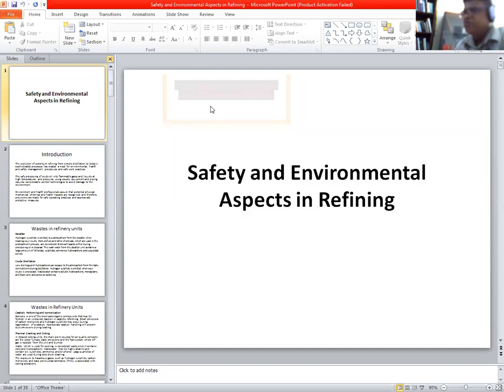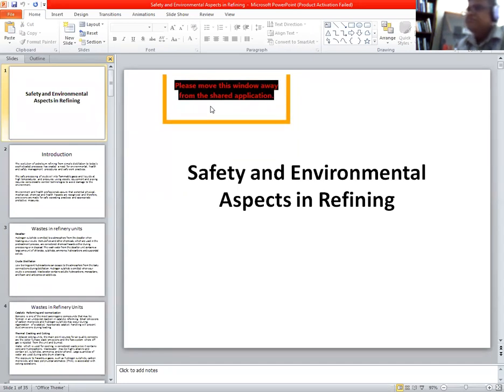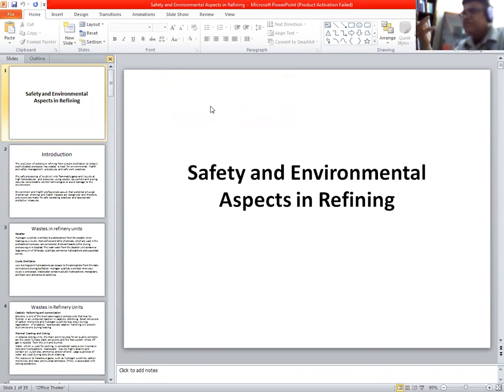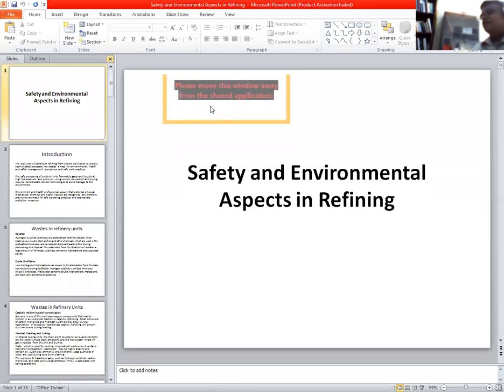Then the main thing, the crude distillation, are the physical separation activities. Chemical conversion processes such as catalytic cracking, reforming, fluidized catalytic cracking, hydrocracking, then alkylation, hydrotreating, then thermal cracking and coking. All these are chemical conversion. Chemically, they convert the feedstock to the products.